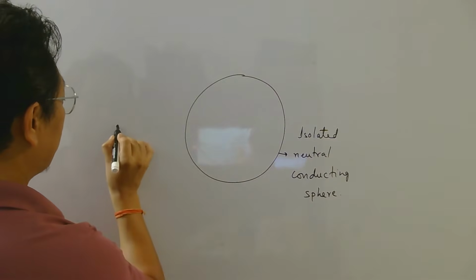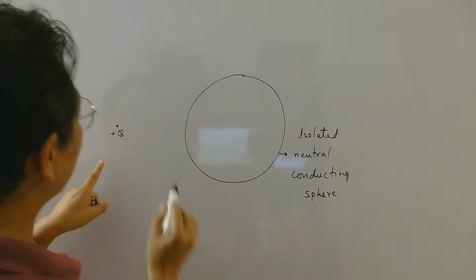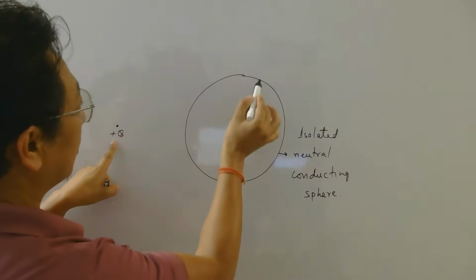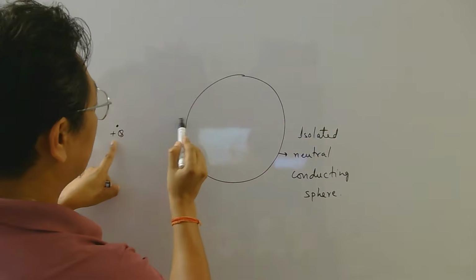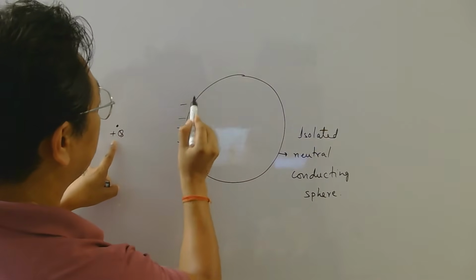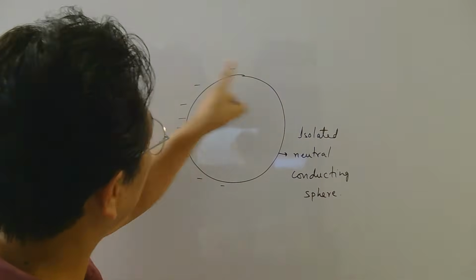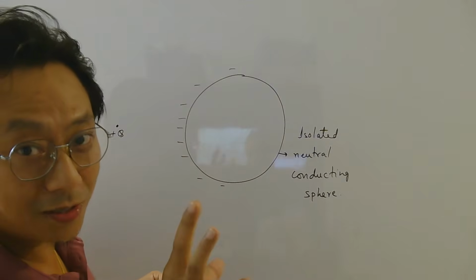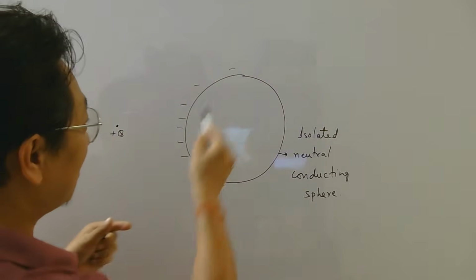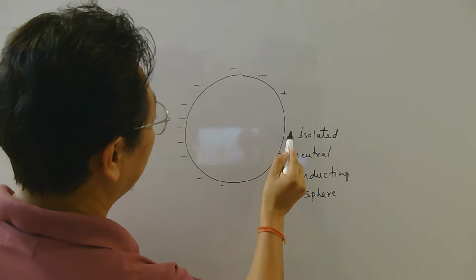Now here if I bring a point plus q charge, what will happen? This plus q charge will attract the electrons in this conductor this side. So this side will become negatively charged. Now, is it possible that the whole thing is negatively charged? No, because this is isolated. So total charge should still be 0. So if this side is negatively charged, the other side must be positively charged.